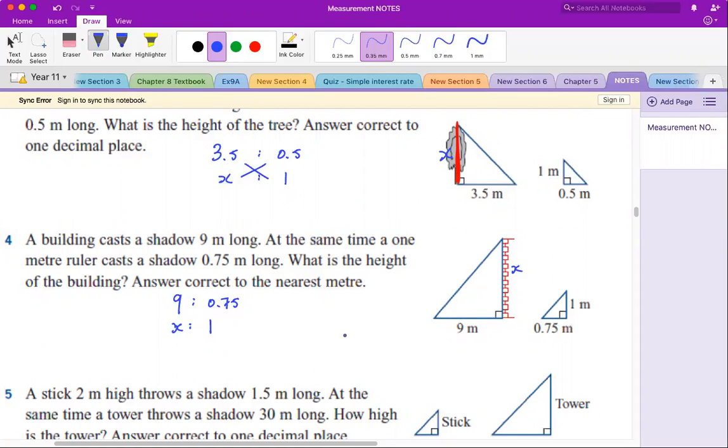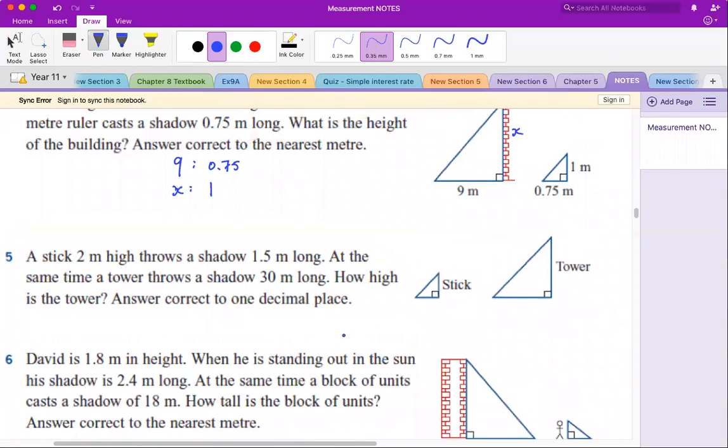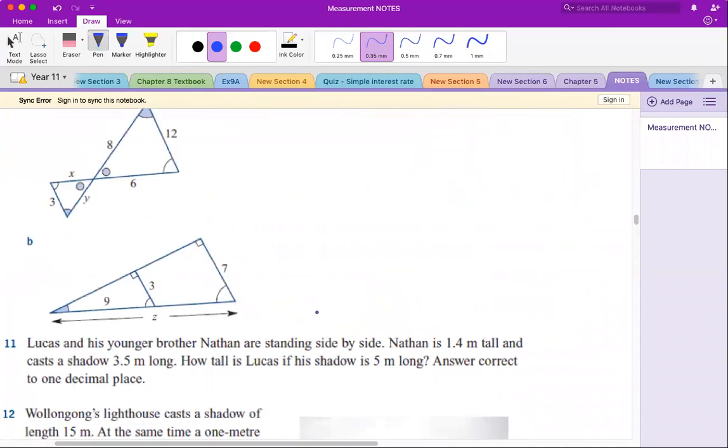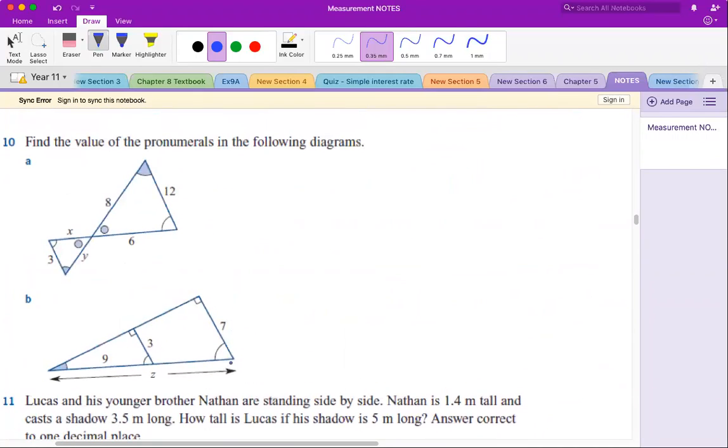Miss, can you explain question 10B, please? 1 second. Noel, can I move on? Yes. Yeah. Thank you. 10B. So it wants to find Z.